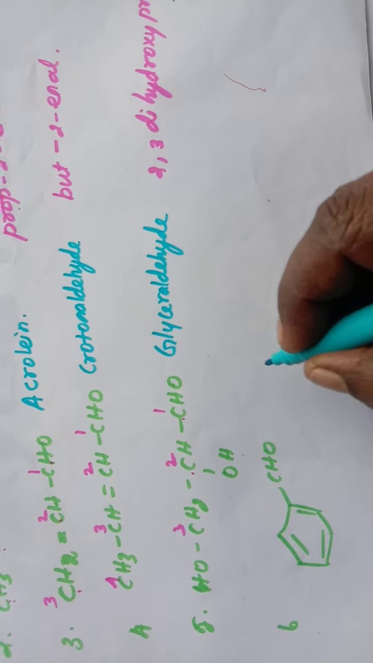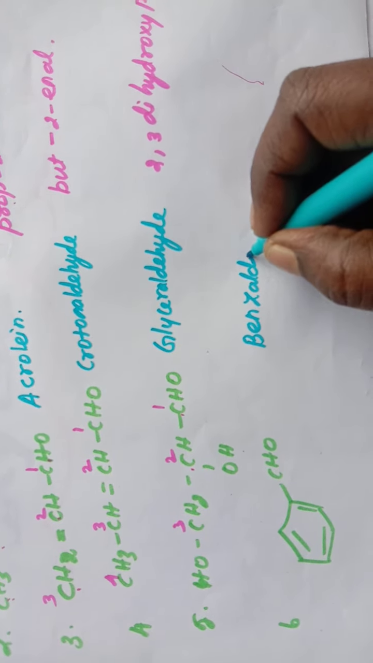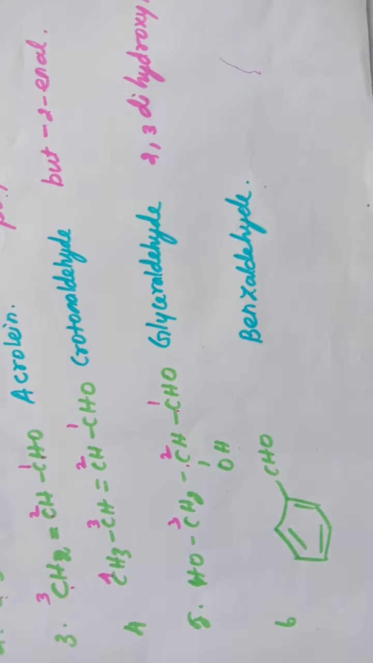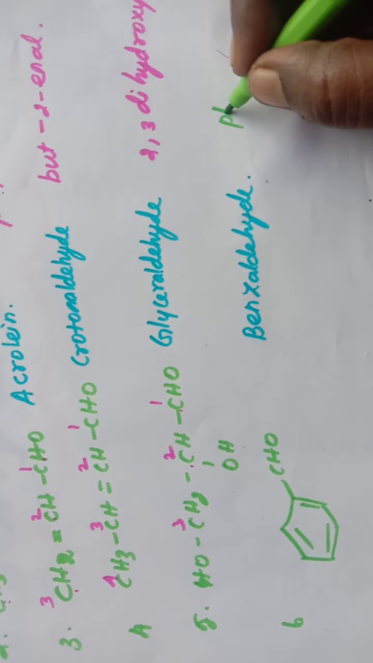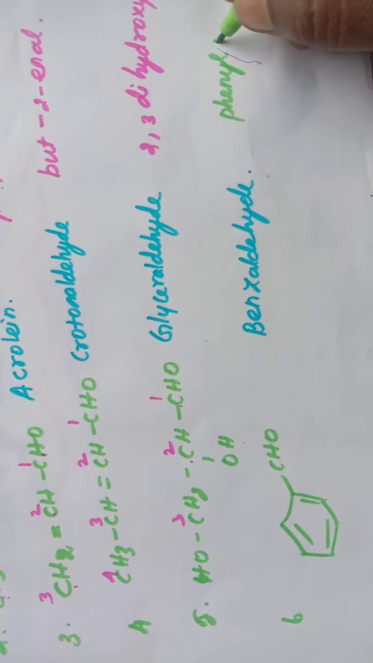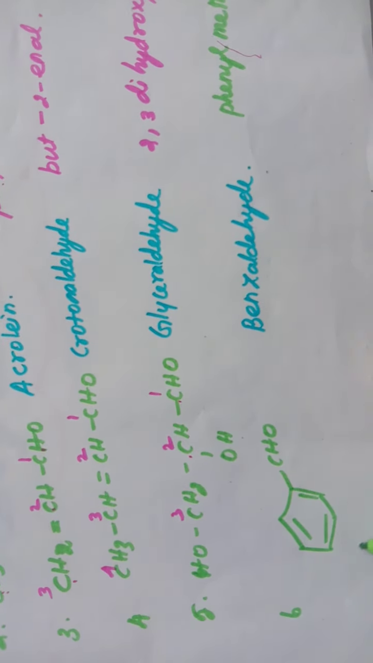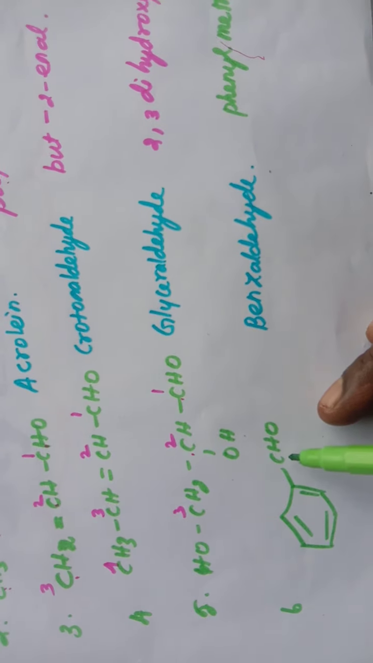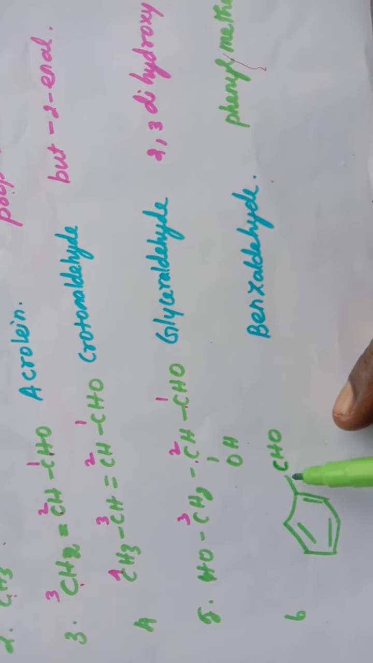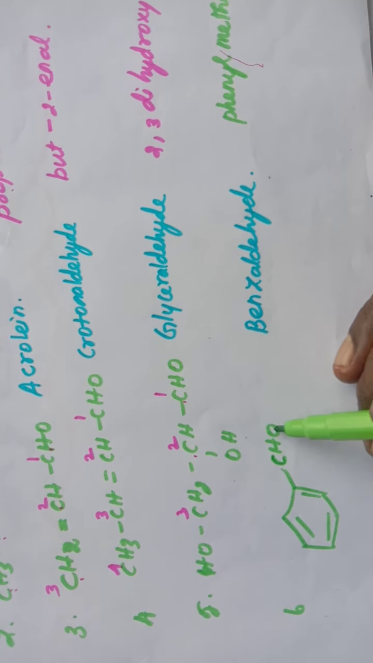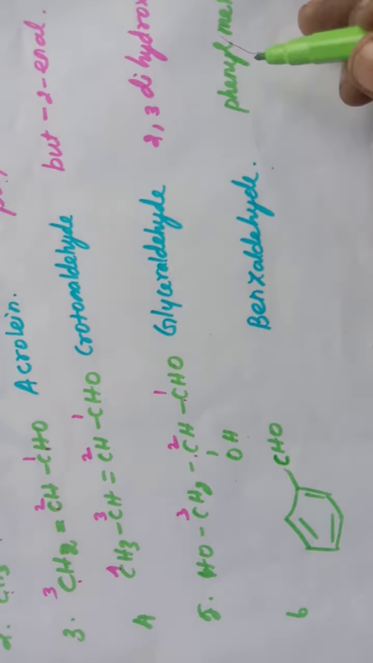The next one: common name of this compound is benzaldehyde. IUPAC name is phenylmethanal. Here this group is considered as the substituent. Only one carbon is there, so this is called methanal. One hydrogen is removed from methanal and it is substituted by the benzene ring. So phenylmethanal.